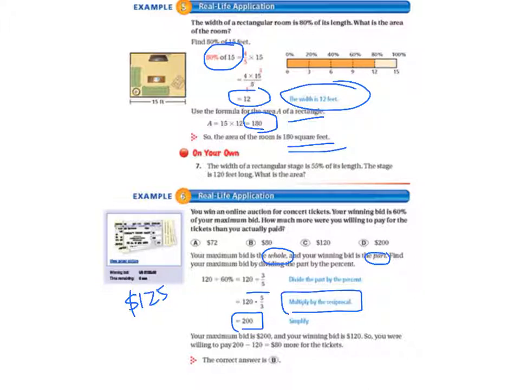So our maximum bid, what we were willing to pay, was $200, and our winning bid was $120. So we were willing to pay $200 minus $120, so $80 more for the tickets than what we actually paid. So the correct answer was B.